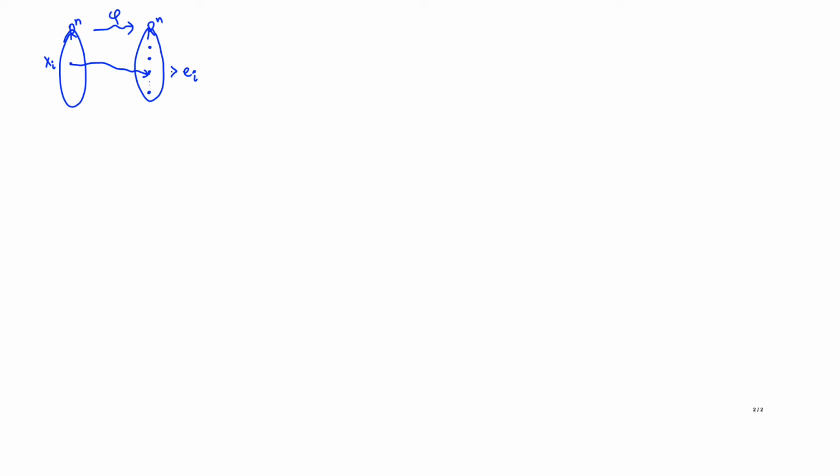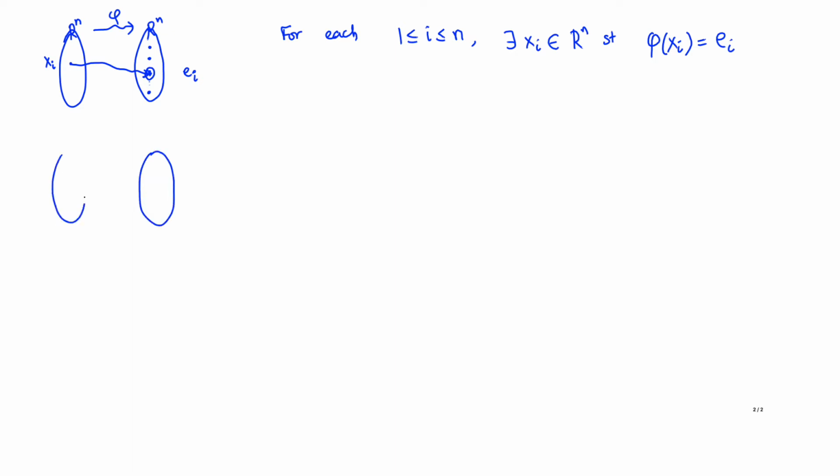So for each i, we know that there is an element of this module R^n such that phi maps x_i to e_i. That's what surjectivity in particular implies. Now what that allows us to do is the following. Let's define a map in the reverse direction. I'm going to define a homomorphism psi which goes in the opposite direction.